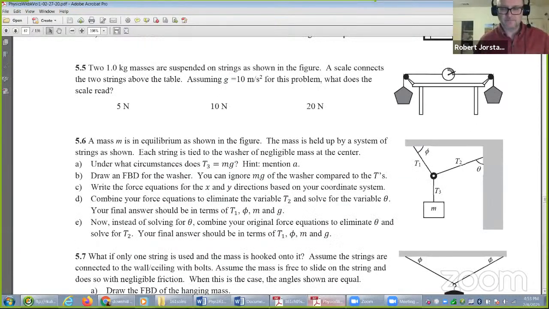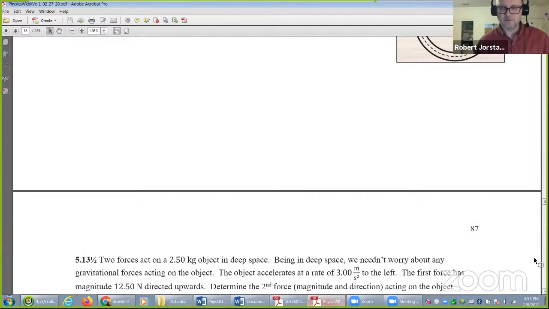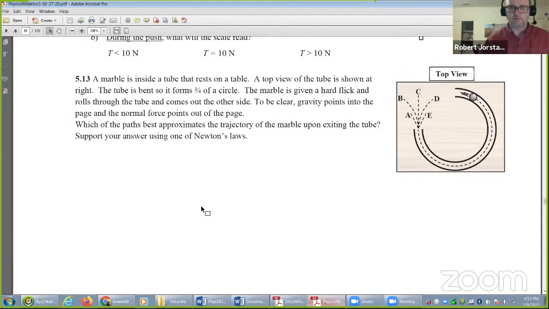Okay. All right, so now let's try this one here. Do me a favor. Look at page 86 at the bottom, problem 5.13. 5.13 at the bottom of page 86. Think to yourself, which way is this tube going to go? Or sorry, not tube. You're going to flick a marble in here. So to be clear, we're looking down on this. This is like sitting on the ground or on top of a table. And so I'm going to flick the marble through the tube. When it comes out of the tube, which way will it go? And then think, which of Newton's laws tends to support that? Well, you're thinking about that. Again, this is the bottom of page 86. Let's go take a look.